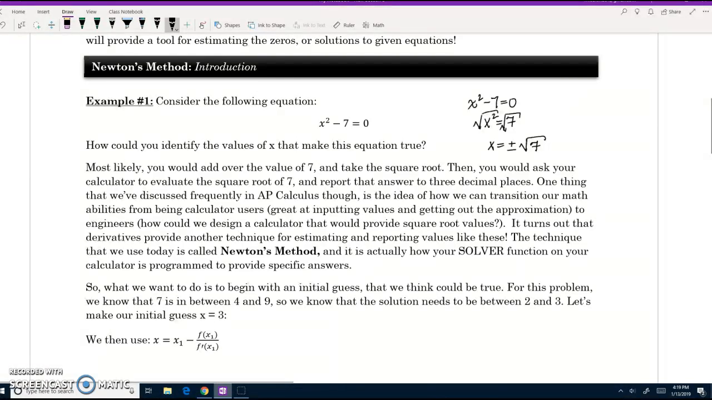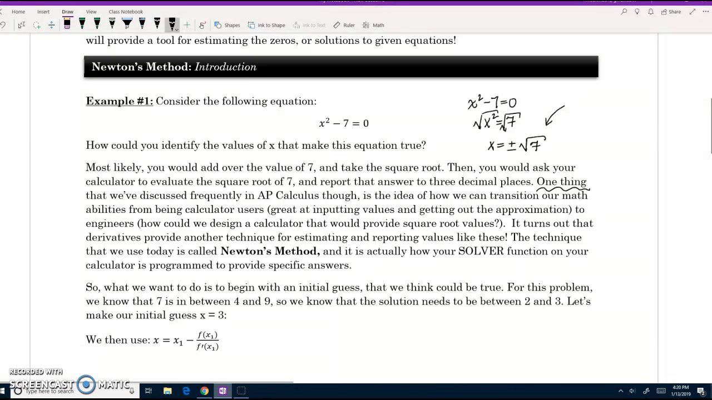Then we would go to our calculator and punch in the square root of 7. But what you want to take a look at in this sentence is the idea we've discussed frequently in AP Calculus of how we can transition our math abilities from being calculator users to calculator engineers. You punch in this value, and the calculator spits back the square root of 7 in nice decimal approximation form. But how is our calculator coming up with that estimate? Where does it get that decimal approximation from? Does it just have a list of all possible square roots from 1 through infinity that it looks up and reports back? Or is it doing something that involves computation?